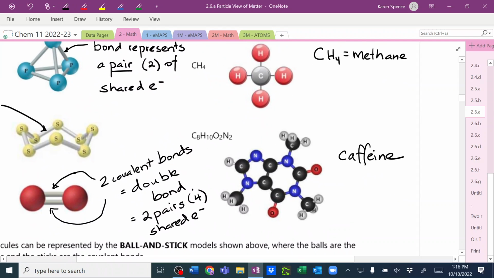Now, you will notice that these models are made out of various balls, and they are made out of sticks. So this kind of model is called the ball and stick model. Yes, there's balls, there's sticks. It's called the ball and stick model.